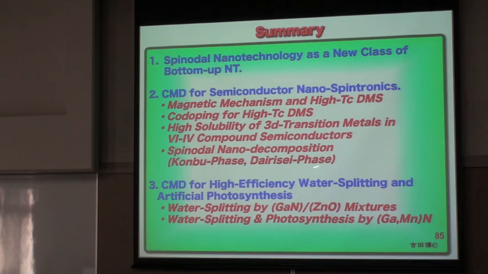Then spinodal nanodecomposition is possible using the chemical pair phase and the Dirac phase. We can design a very high blocking temperature. And also I discussed water splitting with a gallium nitride and zinc oxide mixture. In this case, we can find the spinodal nanodecomposition, and also water splitting and photosynthesis by visible light is possible using the manganese doped gallium nitride.